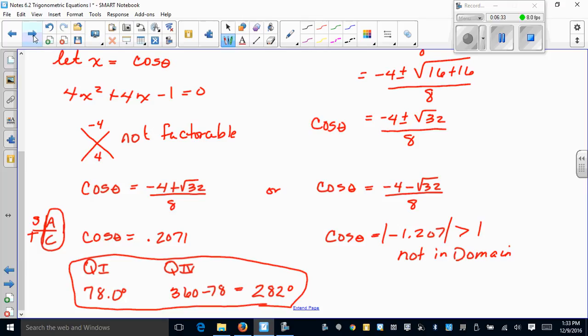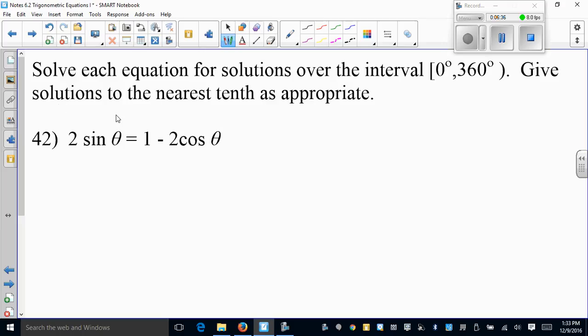Okay, so next problem. This one here, notice I have sine and cosine going on. So we cannot work this problem the way it is. So we're going to start off by squaring both sides. This one here is going to go straight to 4 sine squared of theta. This side, however, we do have to FOIL. It's 1 minus 2 cosine of theta times 1 minus 2 cosine of theta.